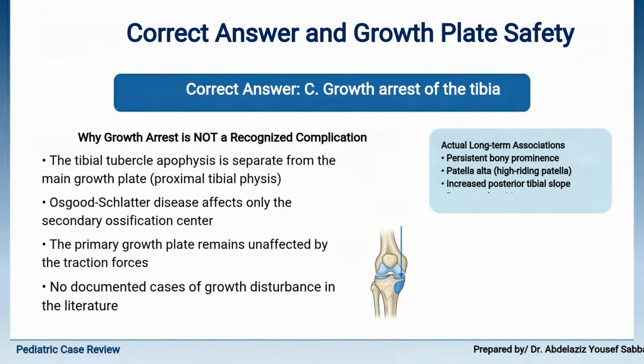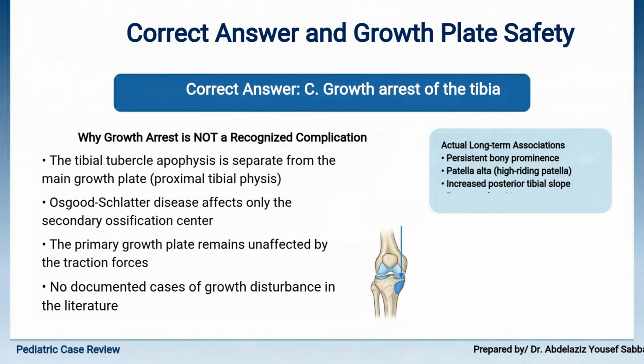Growth arrest of the tibia is not a recognized complication of Osgood-Schlatter disease. This is because the tibial tubercle apophysis is anatomically separate from the main proximal tibial growth plate. Osgood-Schlatter disease affects only the secondary ossification center of the tibial tubercle, while the primary growth plate remains completely unaffected by the traction forces involved. There are no documented cases of growth disturbance reported in the literature.